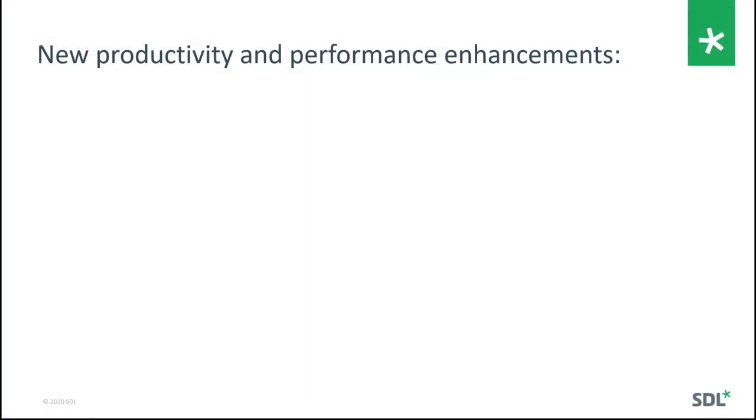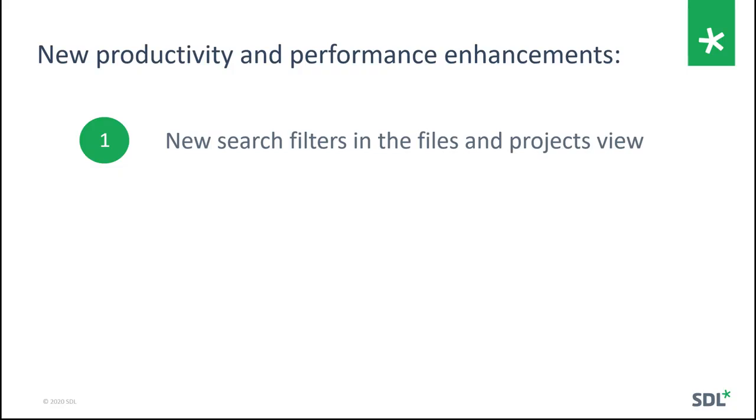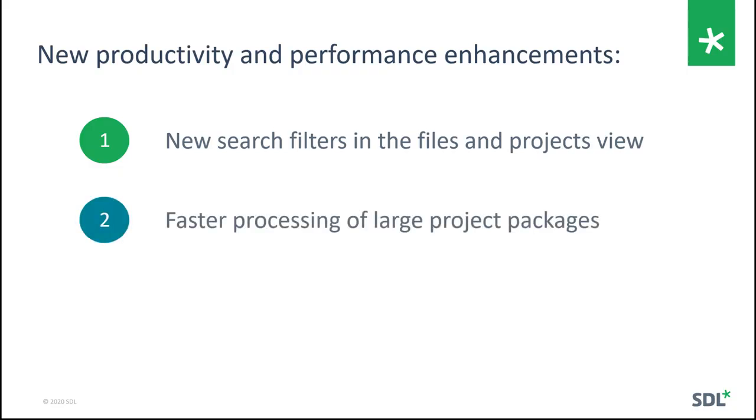You will also find that many productivity and performance enhancements have been made to Studio based on your suggestions, including new search filters added to the File and Projects views so you can easily filter through long lists. For example, you can search by project, file, or customer name. Faster processing of large project packages. Opening large projects is now approximately 20% faster.